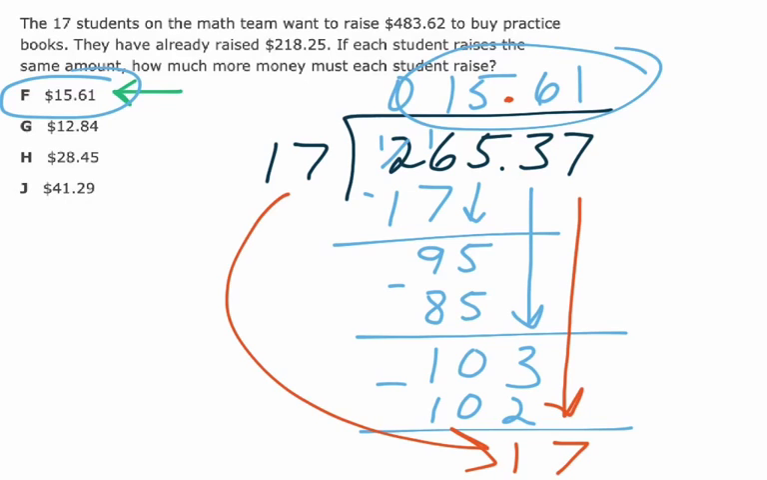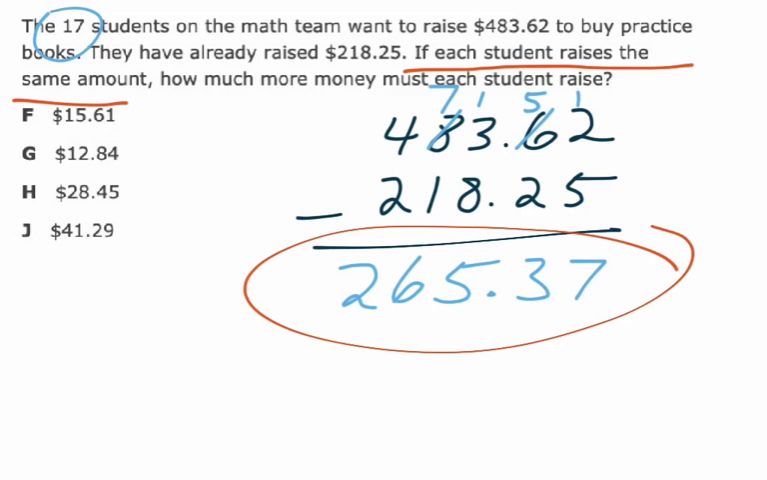$15.61 here. So just multi-step, making sure you subtract first accurately and then dividing by 17 to figure out how much money each student needs to raise, $15.61.